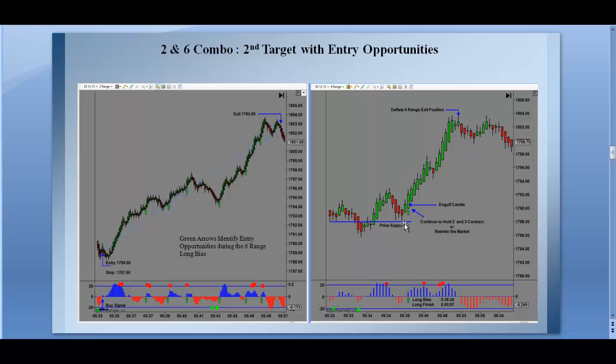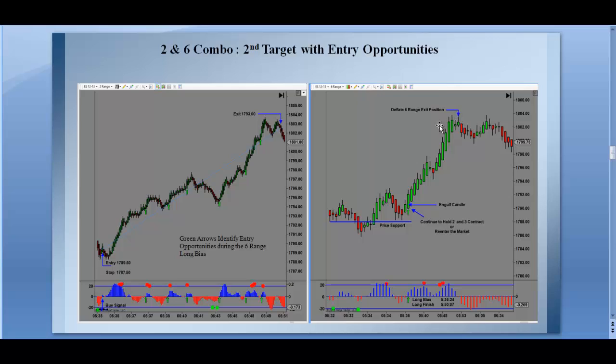As we became long bias again, we took that market all the way to the upside. As the long bias exhausted, you can see exactly where it exhausted from the red histogram that pushed down in the indicator. This is where you would want to say, I have my second target on the table, I'm going to leave it.